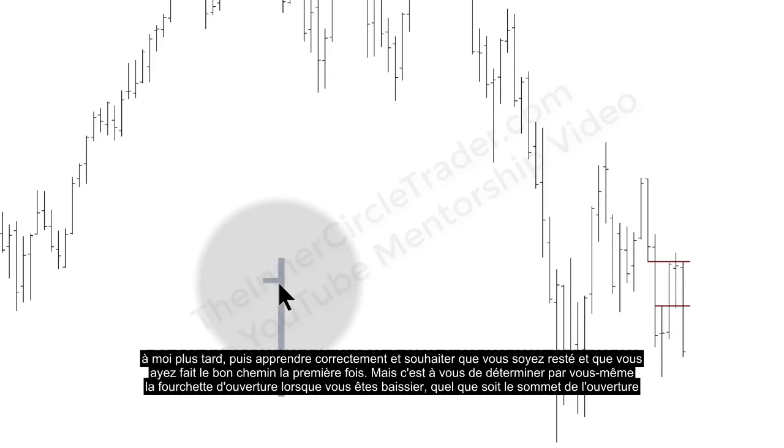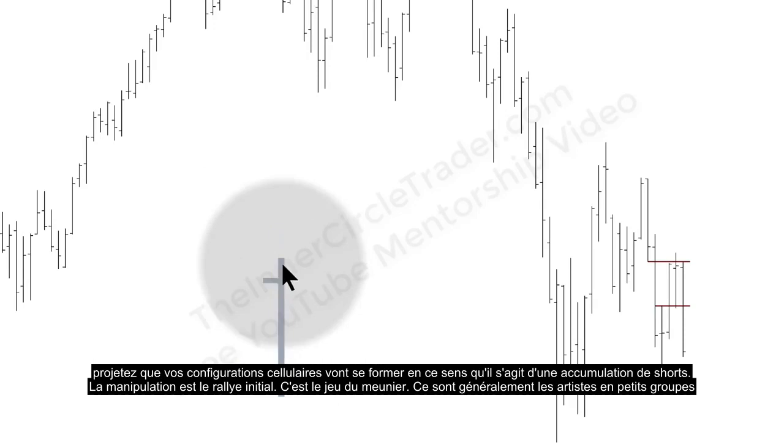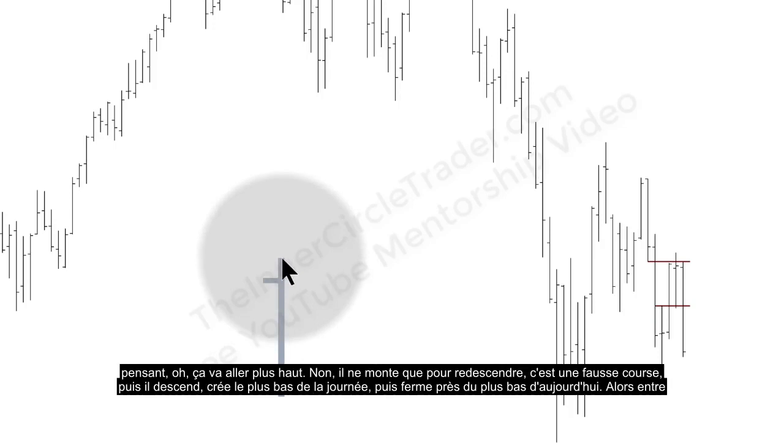Having the opening range, when you're bearish, whatever the high is from the opening, project that down. Your sell setups are going to form in that. That is accumulation of shorts. The manipulation is the initial rally up. That's the sucker play. That's typically the breakout artist thinking, oh, it's going to go higher. No. It only goes up just to go down.